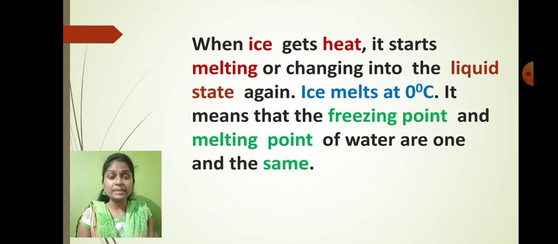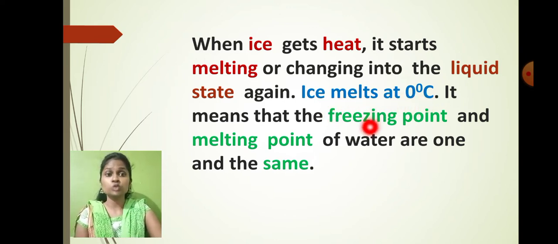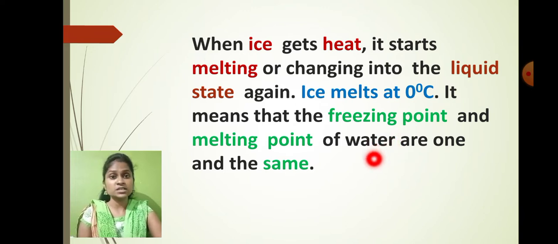The ice melts at 0 degrees Celsius and the formation of ice takes place at minus 18 degrees Celsius. So the ice formation will take place at minus 18 degrees Celsius and the ice melts at 0 degrees Celsius. So I can say that the freezing point and the melting point of water are one and the same thing. That means the freezing point and melting point of water are 0 degrees Celsius. I repeat once again: freezing point and melting point of water are 0 degrees Celsius, like the condensation of water.